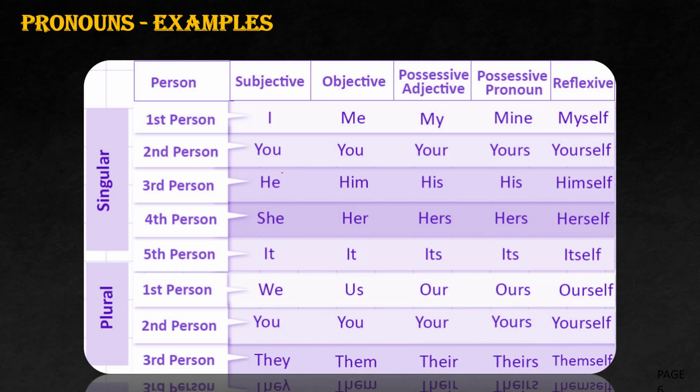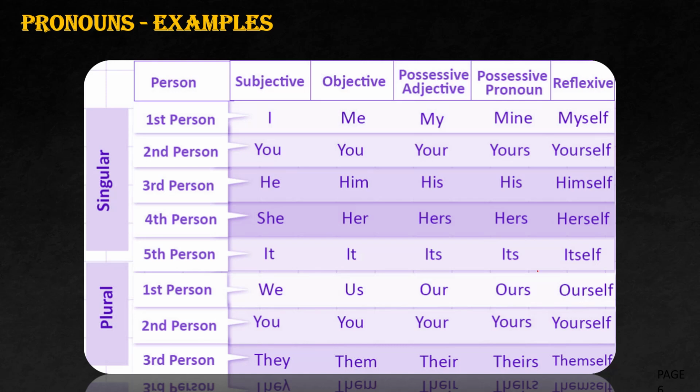Third person is he. It's a singular form. I is singular, you singular, he and she are singular. He, him, his, again his, himself, reflexive. She, her, hers, herself. When it comes to it, it is a thing. It, its, itself.